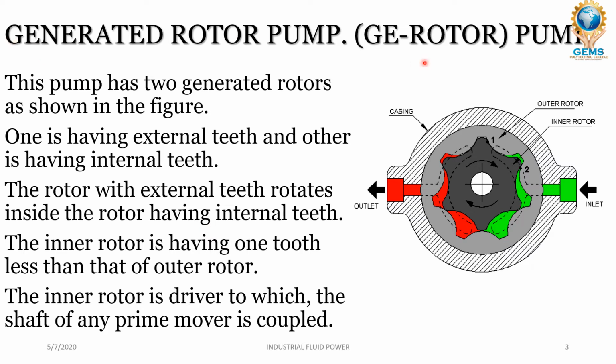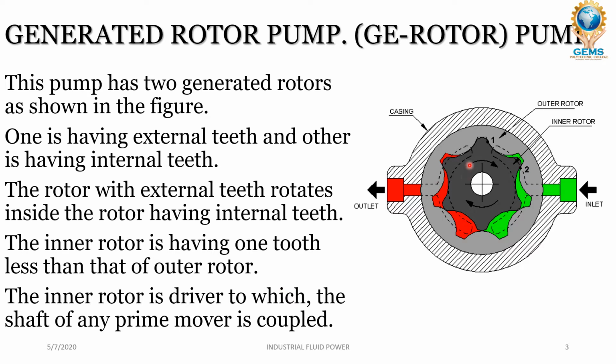Now let's see the G-rotor pump. The G-rotor pump is otherwise called the generated rotor pump. This pump has two generated rotors as shown in the figure. One has external teeth and the other has internal teeth. The rotor with external teeth rotates inside the rotor having internal teeth. The inner rotor has one tooth less than the outer rotor. The inner rotor is the driver, to which the shaft of any prime mover is coupled.